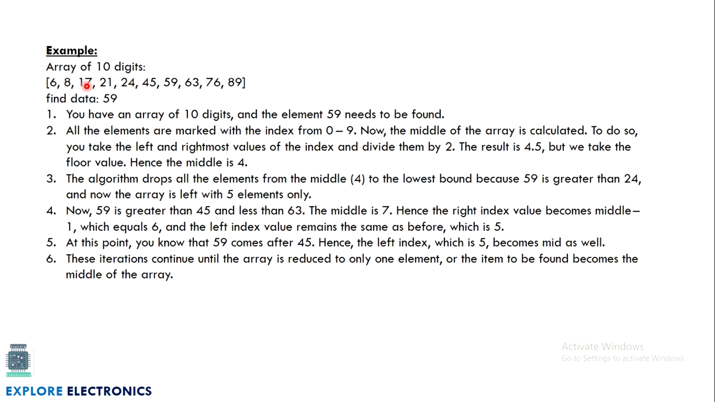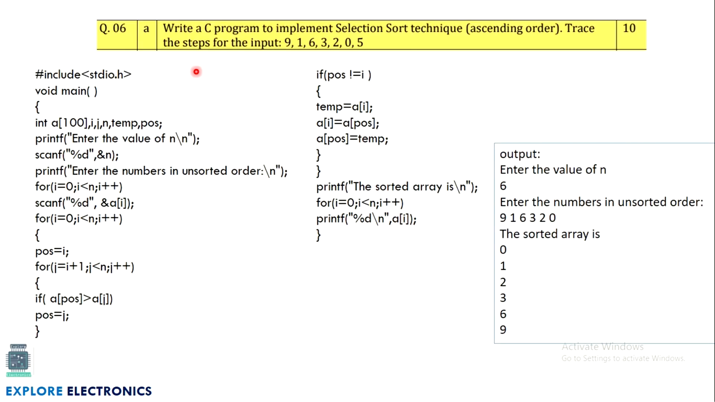So 0, 1, 2, 3 and 4. It will compare with 24 and see if it is greater than 24 or less than 24. It will do like this and then compare with each of them and finally arrive at the solution, which says that 59 is found. Now one more important question.